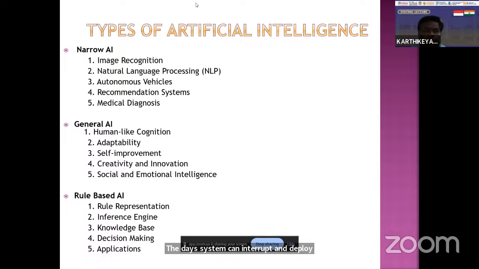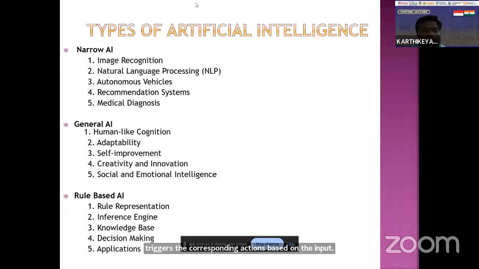And rule-based AI following the inference engine. The inference engine is nothing but a component of the rule-based AI system responsible for applying the rules to incoming data or situations. It evaluates the conditions specified in the rules and triggers the corresponding actions based on the input.